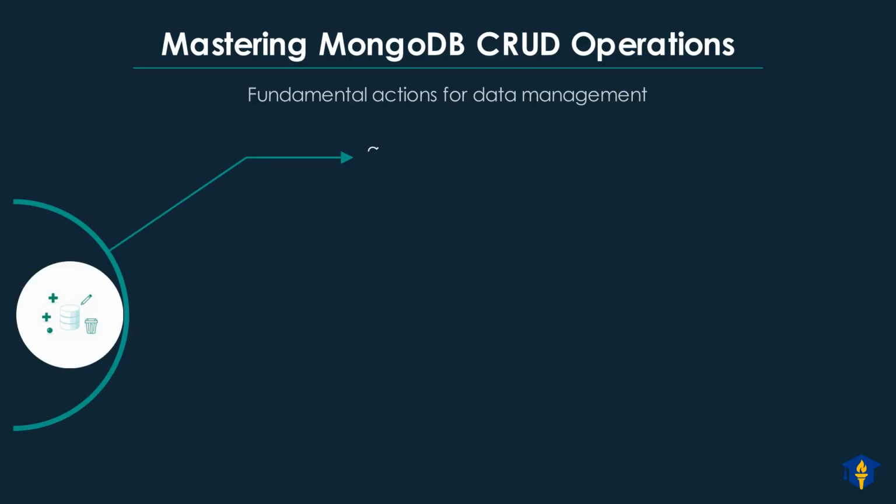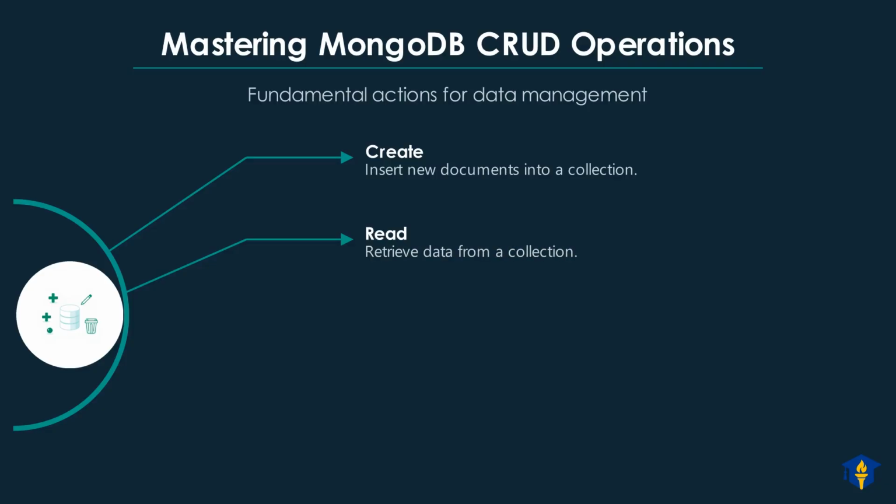The first operation is create, which involves adding new data to your MongoDB collections. Specifically, you use the create operation to insert new documents, essentially records, into a chosen collection. Next, we have the read operation, essential for retrieving information stored within your database. This allows you to retrieve specific data or all data from a collection based on your query criteria.